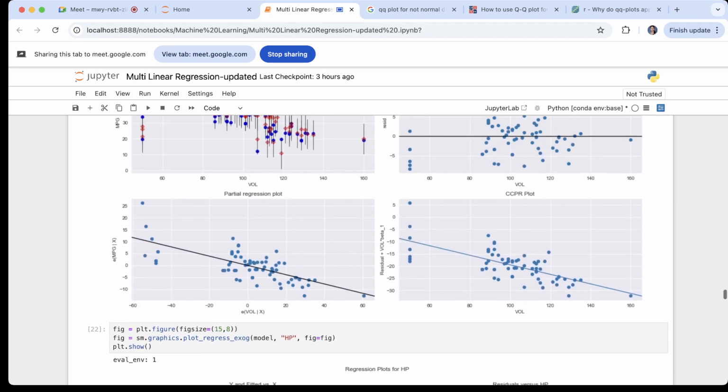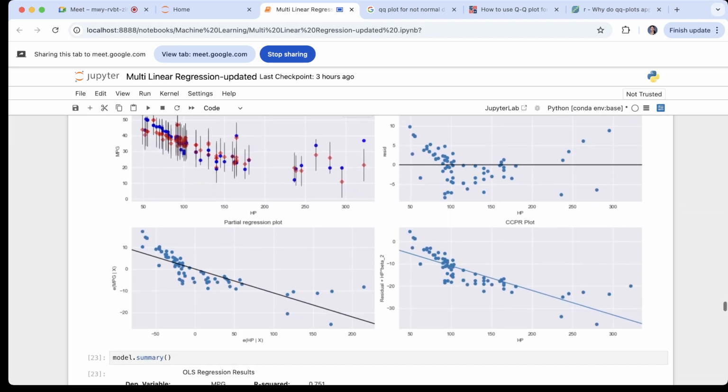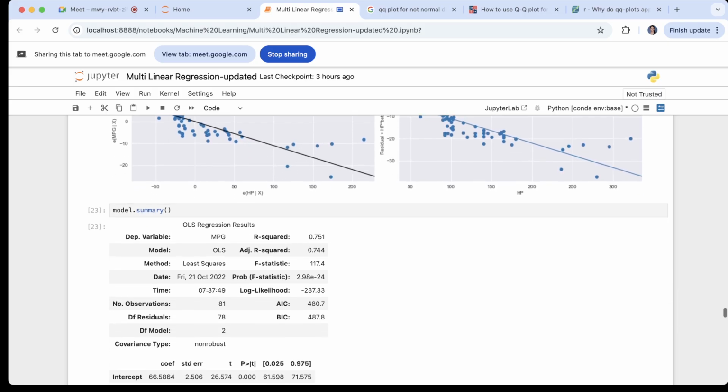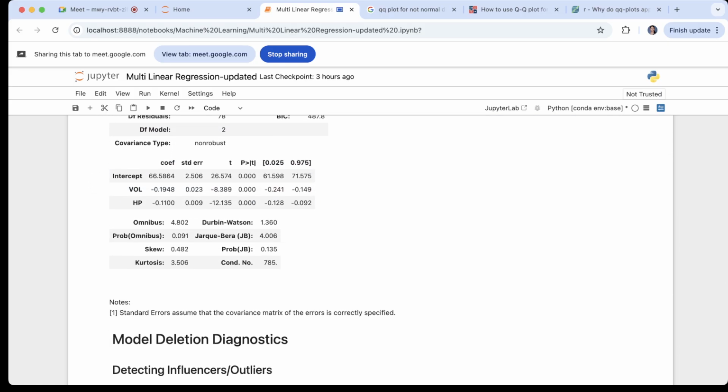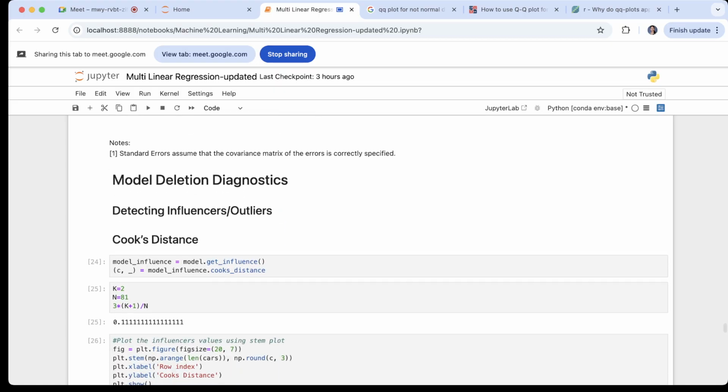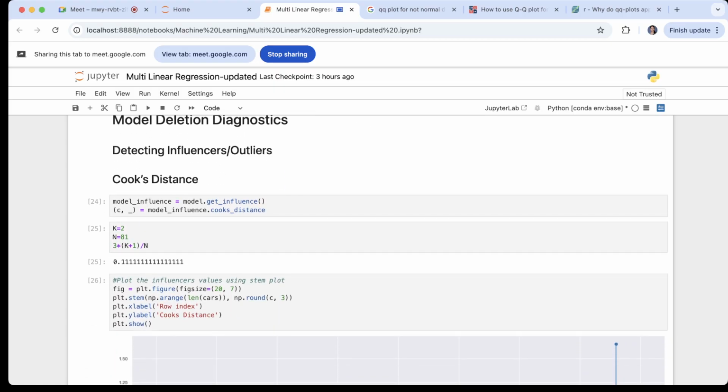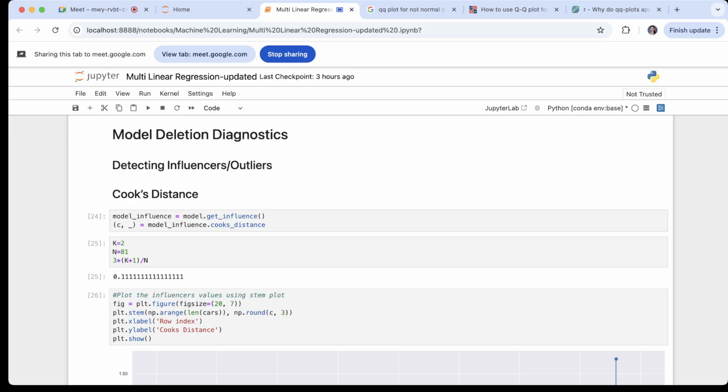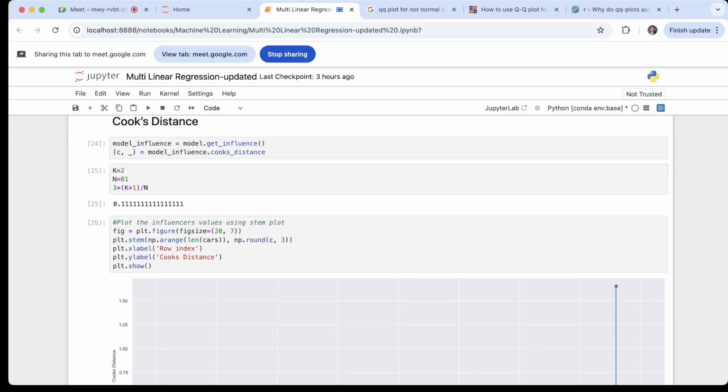So now we have seen all the assumptions and how to do the tests. Now we will see detecting the outliers. We saw how to detect outliers. The best method is to find the Cook's distance. So first find the model with all the data, then delete one row at a time.